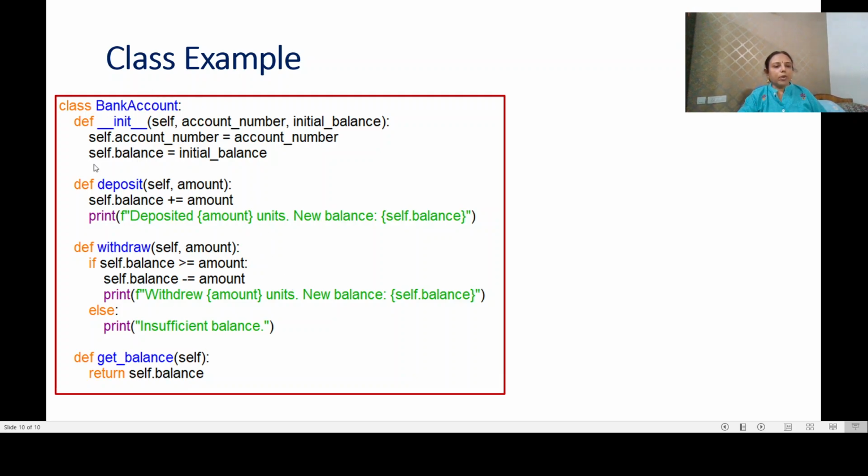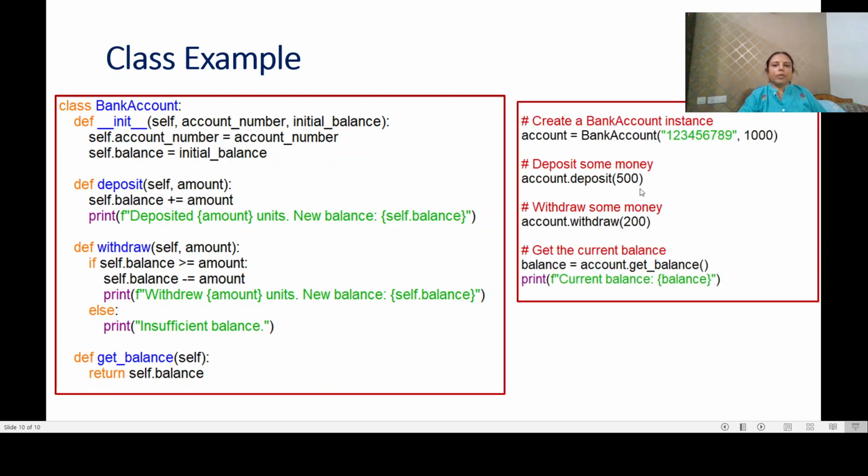Now, how to use this class? I have to create an object for it. So this is how I will create an instance of BankAccount. As I told you, I need to supply the account number and the initial balance. So some account number and initial balance is given. And this account is my object variable. Now through this object variable only, I will be accessing the other methods.